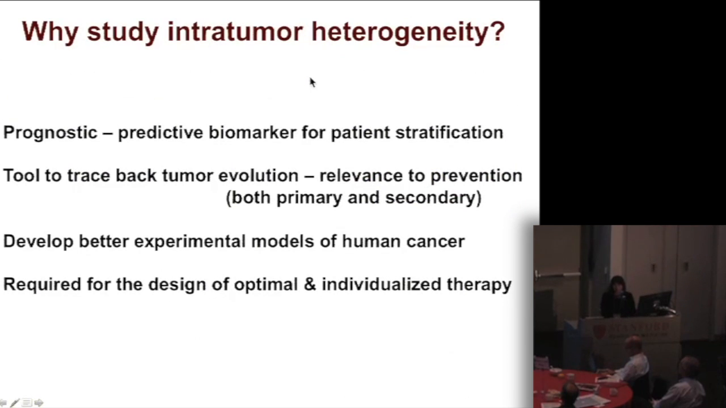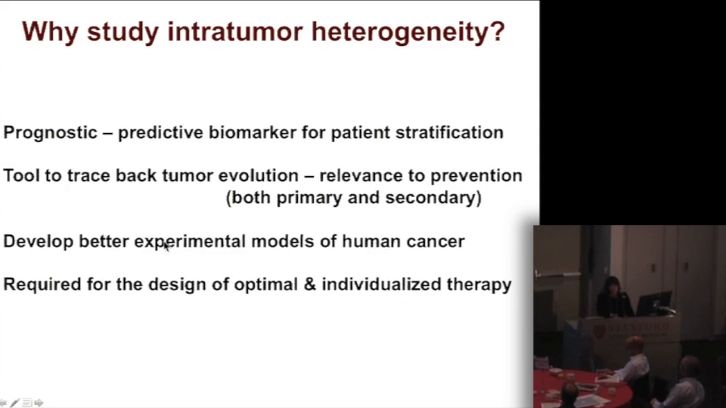So why do we even care about tumor heterogeneity? Mostly from a clinical perspective, it can be a prognostic or predictive biomarker for patient stratification. There are many studies, and I will show you some examples in our studies, that higher heterogeneity seems to correlate with worse outcome. It can also be used as a tool to trace back tumor evolution, which in diagnostic samples is not easy to predict, but it's relevant for better understanding tumor evolution and also relevant for prevention, both primary prevention of cancer and secondary prevention of progression to metastatic or invasive lesions.